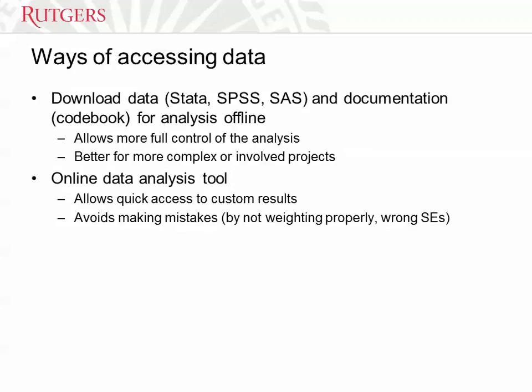Okay, so how do we access data? So you can access this public use microdata. Usually there's two sort of broad ways to access it. One is sort of the offline way of accessing it, which is downloading the data, usually in a statistical software format like Stata or SPSS or SAS. You download the data file, and importantly, you need the documentation to go along with the data, because the data itself are just columns and rows of numbers, and it won't make any sense unless you have the documentation for it. And then you analyze it offline.